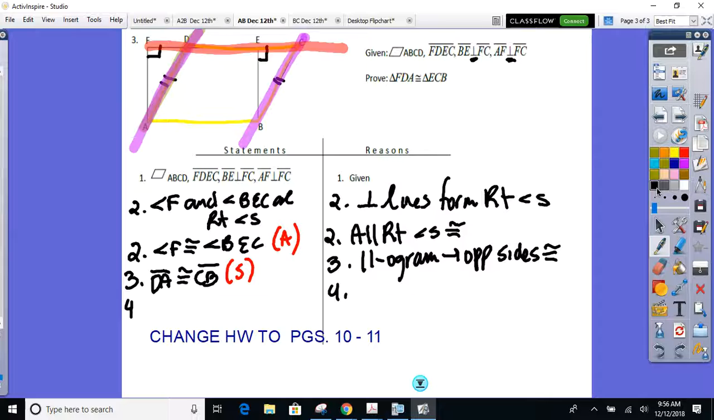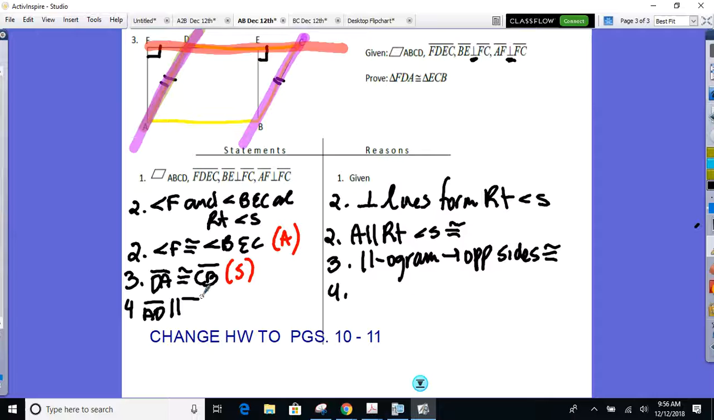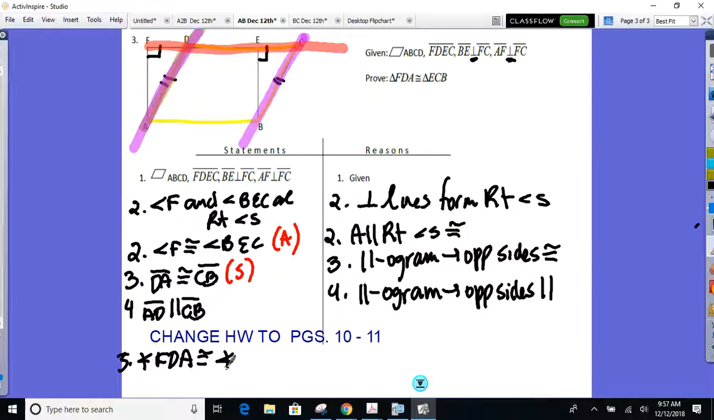Now, can I say they're congruent right now in step 4? I still need to tell you what? Lines are parallel, so I still need to tell you that AD is parallel to CB. Parallelogram implies opposite sides parallel. Now you can tell me the corresponding angles are congruent. So angle FDA is congruent to angle C.